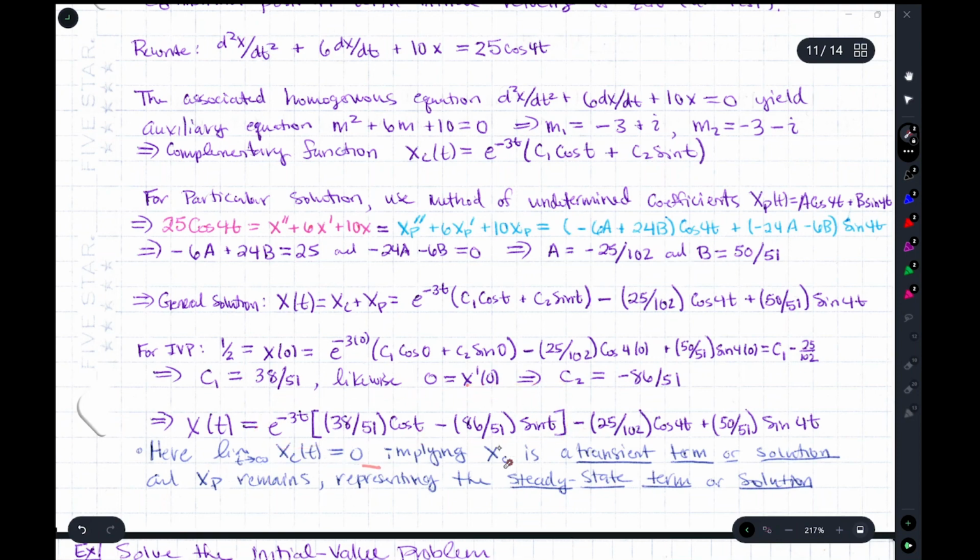Terms that go to 0 as time goes on are called transient terms in general. And here, the complementary function is a transient term, or transient solution, it's called. Now, the part that persists as t goes to infinity is called the steady state term or solution. And so this term goes to 0, it's a transient term, but this remains. And so here is our steady state term or solution.